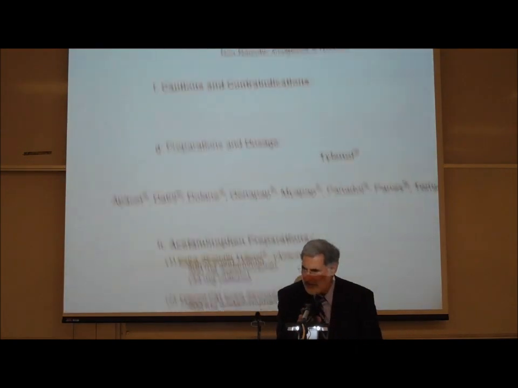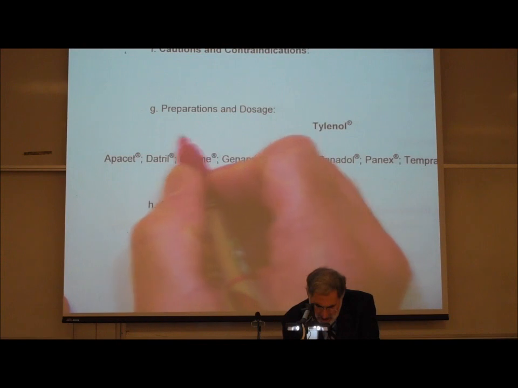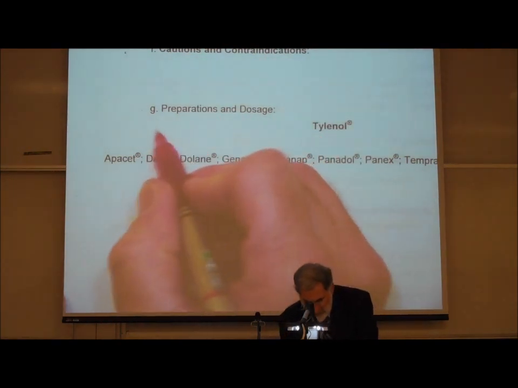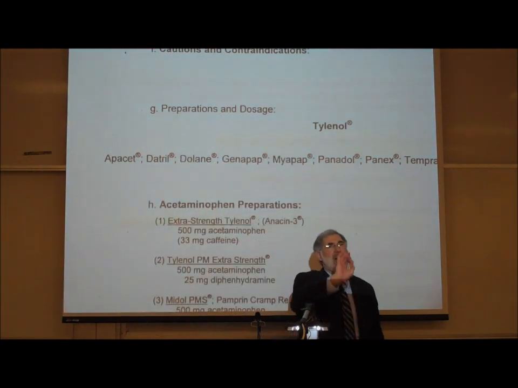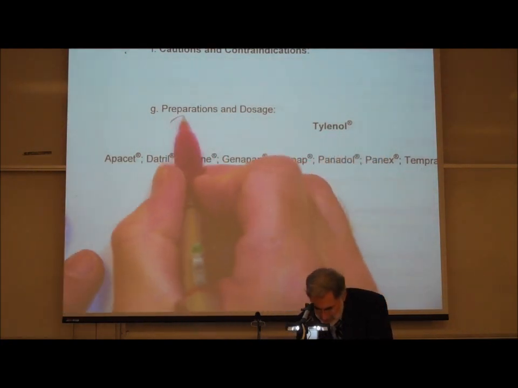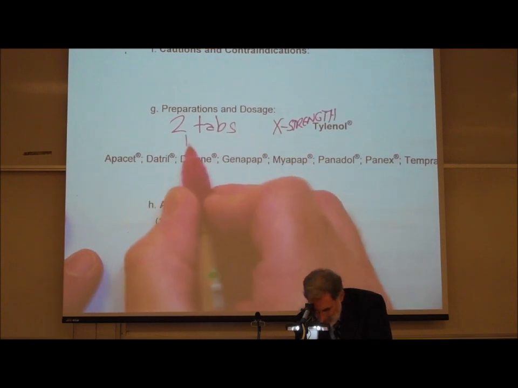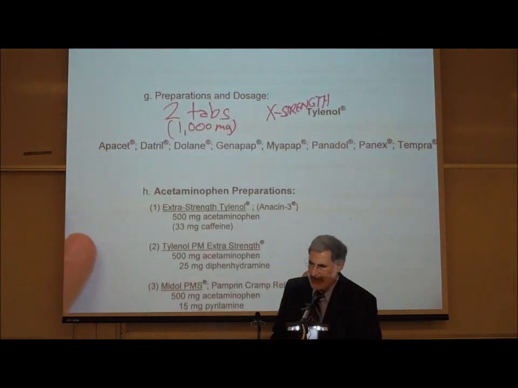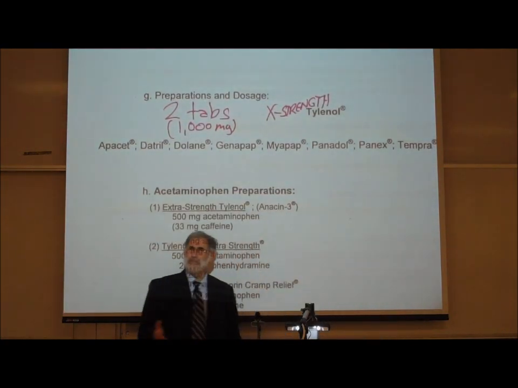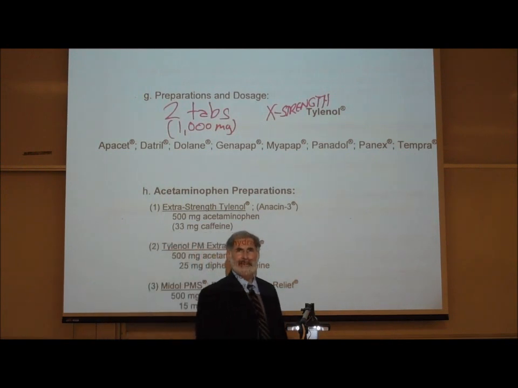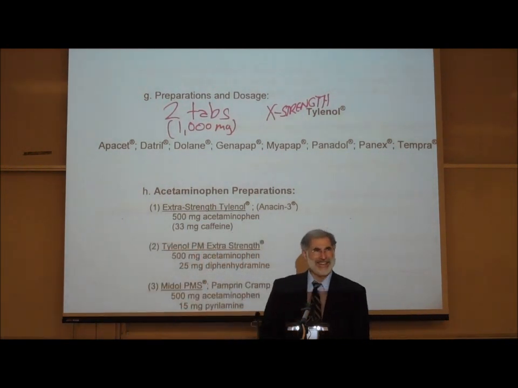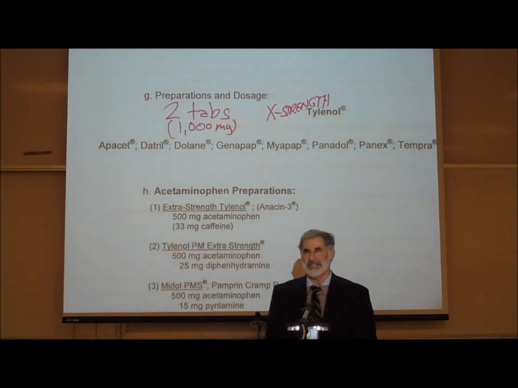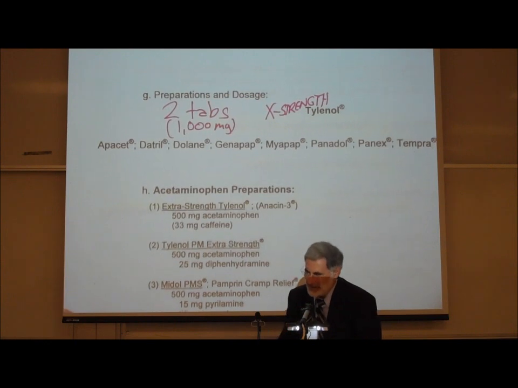On page M12, under preparations and dosages, if you take an extra strength Tylenol, there's 500 milligrams in each tablet. So if you take 2 tablets, that's actually 1,000 milligrams, because it's 500 milligrams per tablet. Now, regular strength Tylenol, does anybody actually buy regular strength? I think everybody gets extra strength, right? Regular strength Tylenol is 300 milligrams in each tablet. So if you take 2 tablets, it's 600 milligrams. So extra strength just gives you a little bit more.